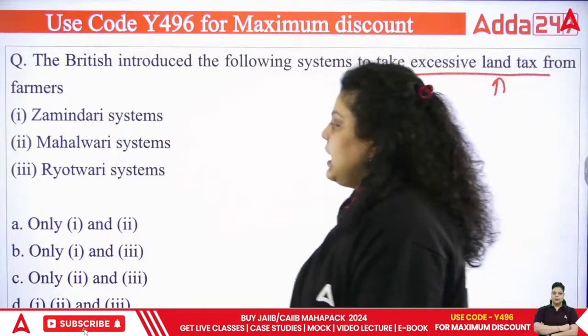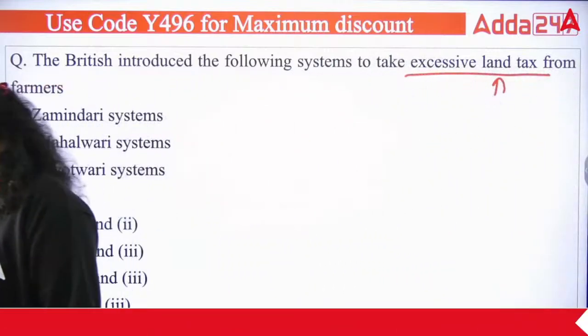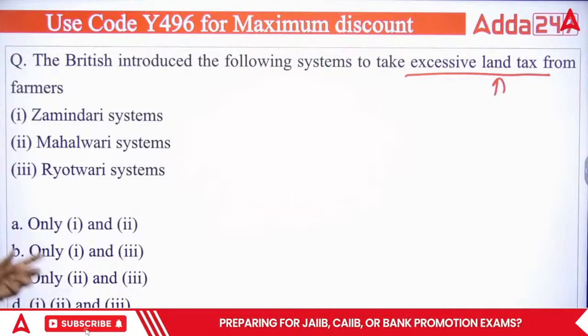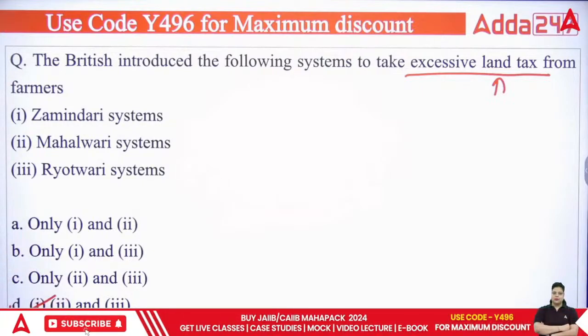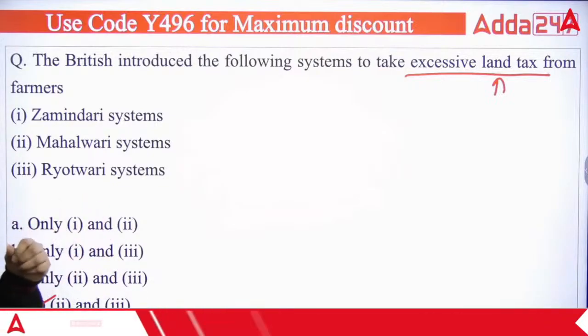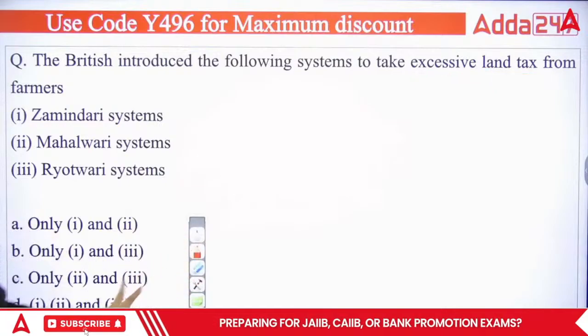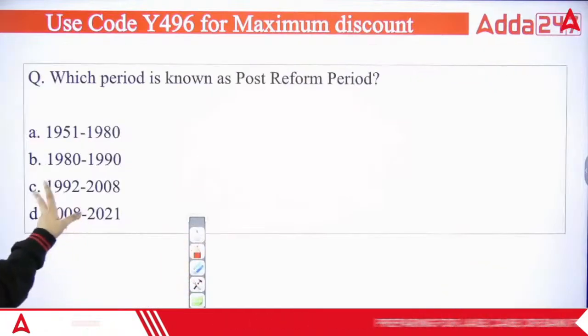So what system did they introduce? Zamindari, Mahalwari system, or Ryotwari system? And the right answer is all. They introduced all of them just to take land taxes from the farmers. So the right answer will be D, all of the above.